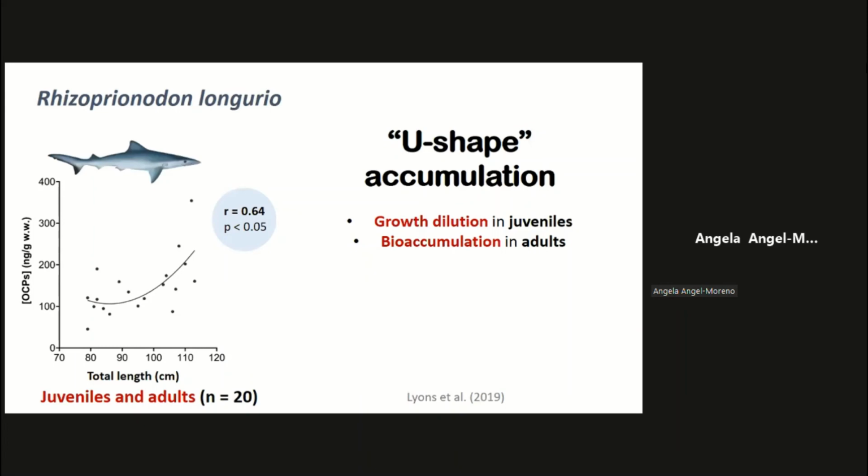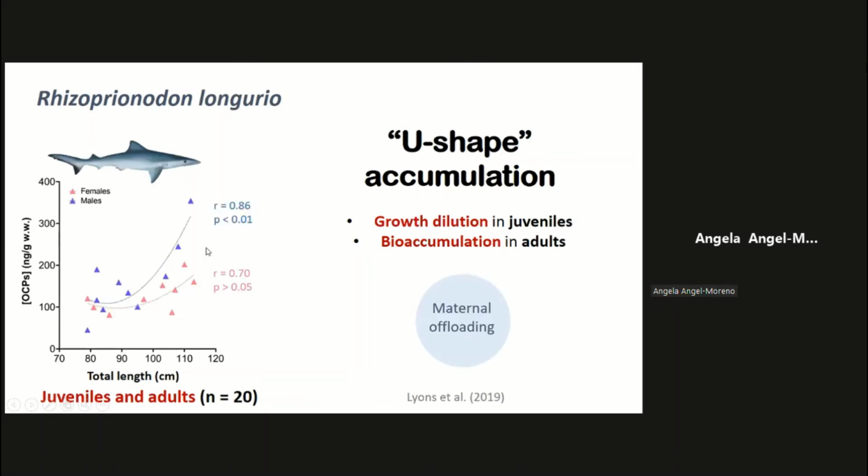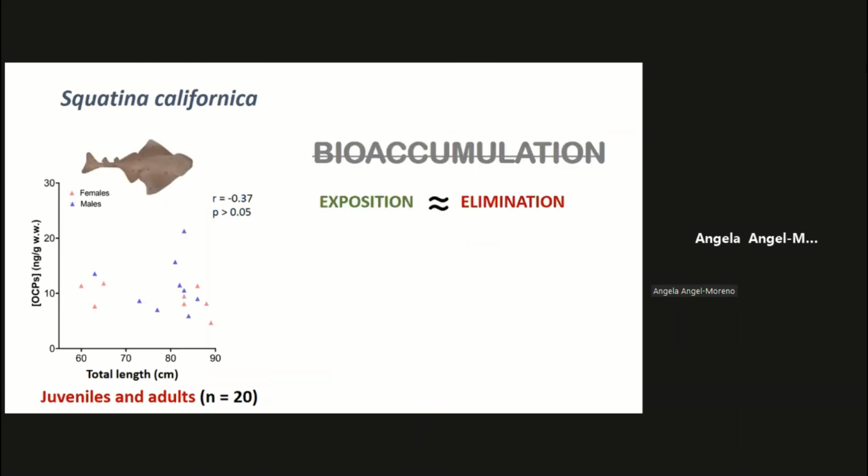In the case of sharpnose sharks, they show a U-shaped lifetime accumulation curve, as it is called, to describe a period of growth dilution that is observed in juveniles and a period of increasing concentrations after maturity. We also see that the increase in concentrations is higher in adult males than in adult females, possibly as a result of maternal offloading of pesticides. In the case of angel sharks, there was no relationship between the size of the individuals and the organochlorine concentrations, suggesting that the uptake and elimination rates are similar.